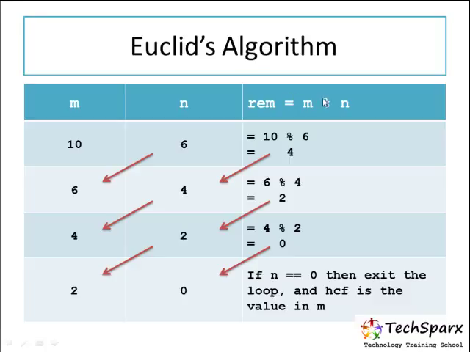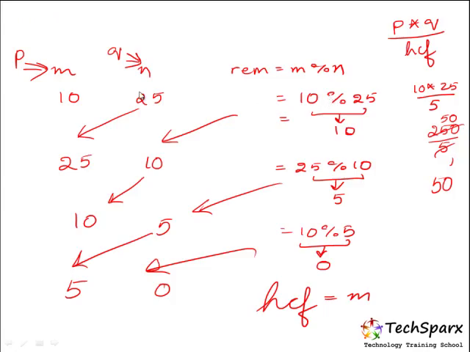Now let's see how to put this into the code. So I've just given one more example, m and n being 10 and 25. The first step is to find the remainder. 10 modulus of 25 will give you 10 itself. My second step is push the value of n in m. So 25 will be pushed to m. Then the remainder value, which is 10, will be pushed to n. I get 25 and 10.